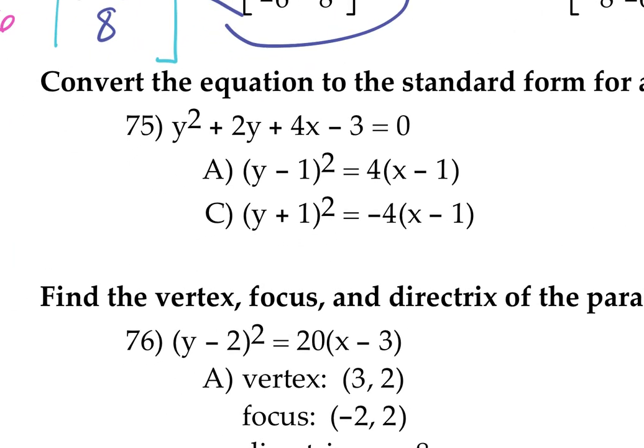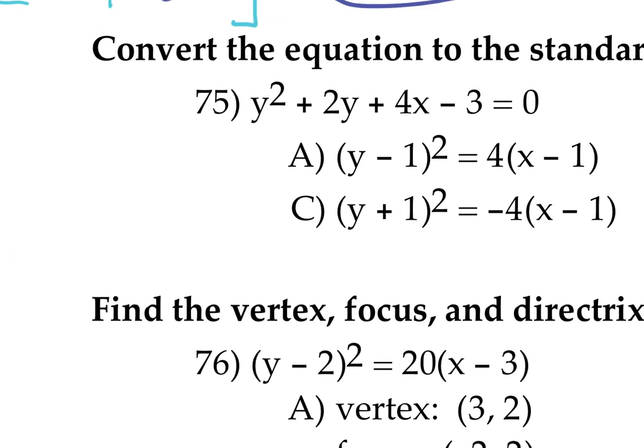75, we are putting this into standard form by completing the square. The y has the squared term. This is a parabola. There's only one squared term. So I keep the y squared and the 2y on one side. I'm going to bump the 4x to the other side, making it negative, and the 3 to the other side, making it positive. I want to complete the square here, so I take the 2, divide it by 2. That's 1, square it, add the 1 here and here.